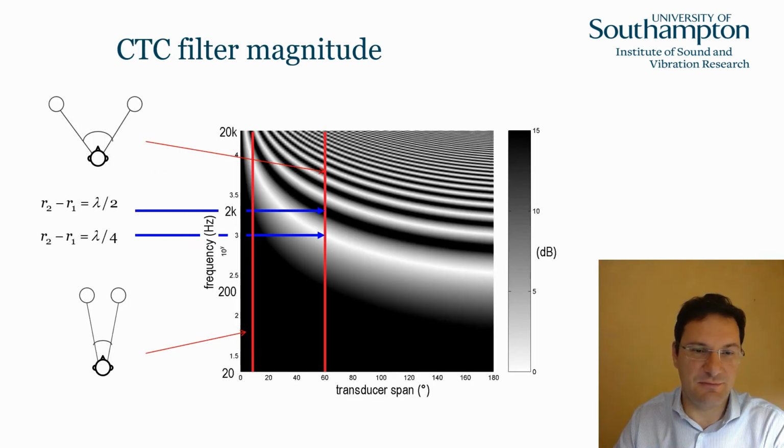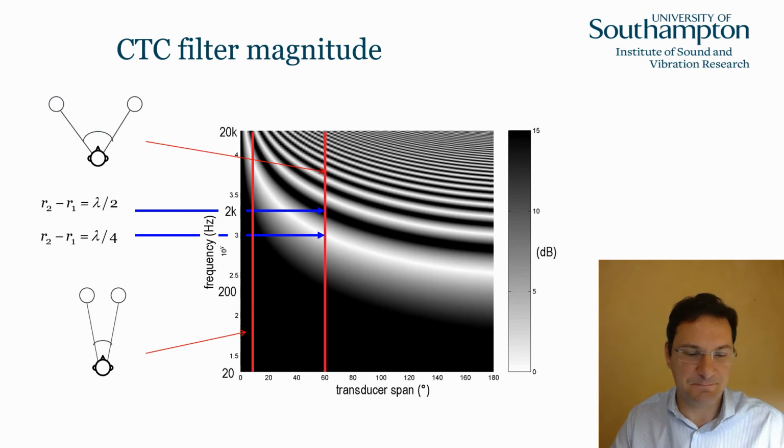This plot represents the magnitude of the crosstalk cancellation filters as a function of frequency on the y-axis and as a function of the transducer span. The color scale represents again the magnitude. So white represents low magnitude, whereas dark represents large magnitude. Ideally, we would like to always be in low magnitude, because that defines a good efficiency of the system.